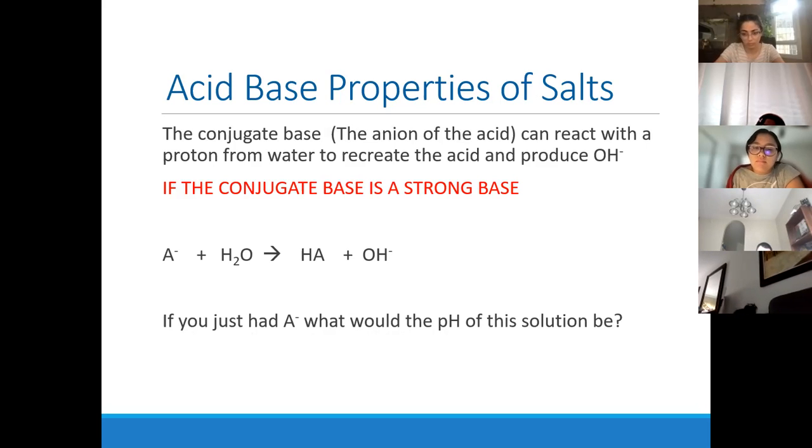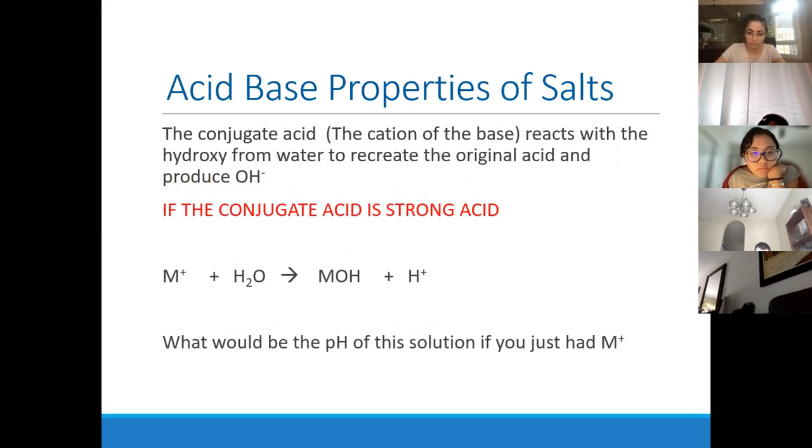If I'm generating OH, look at it this way, guys. OH is the strongest base there is. If I'm generating H3O, that's the strongest acid there is. So if I'm generating OH minus, I'm basic. My pH is going to be higher than 7. If my conjugate acid is strong, I generate H plus. So Emily, if I'm generating H plus, is my pH going to be higher or lower than 7? It's going to be lower than 7 if I just had M plus.